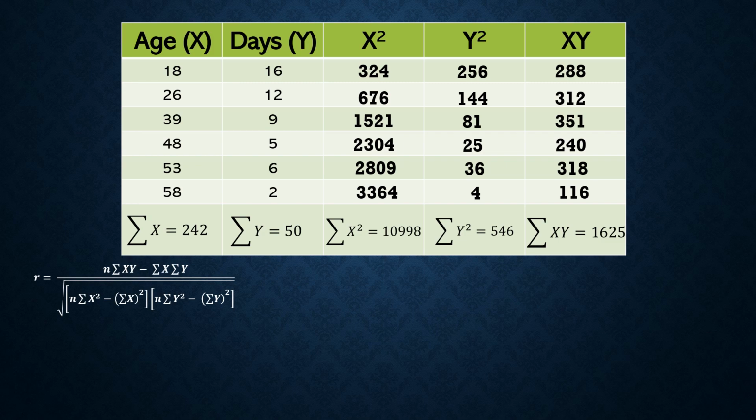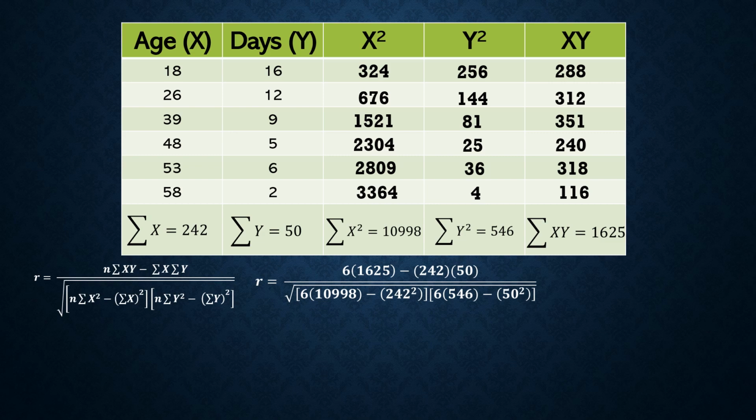So instead of writing n, you're going to count the number of values. As you can see, the number of employees that we're talking about is 6 employees. So therefore, our n is 6. So instead of writing summation of xy, we're going to write 1625, multiplied by 1625. Why? Because our value of summation of xy is 1625.